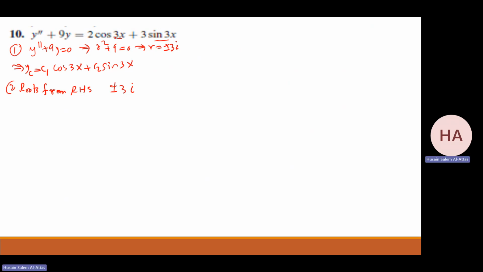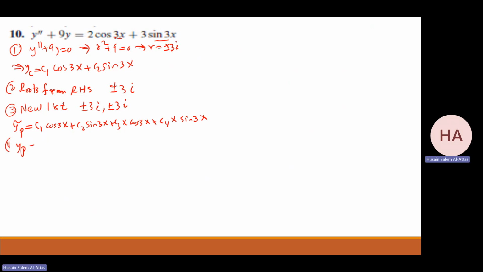Now we solve for a new list, because there is a duplication. So I have plus or minus 3i, plus or minus 3i. So it is Y_B hat: C1 cosine 3x, plus C2 sine 3x, plus C3 x cosine 3x, plus C4 x sine 3x. What is Y_B? I cancel this, since it's in Y_C, and I have A x cosine 3x plus B x sine 3x.